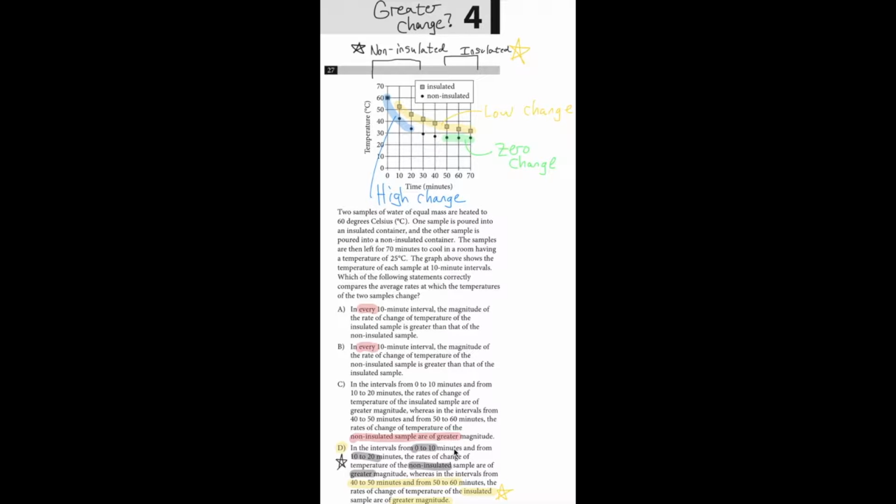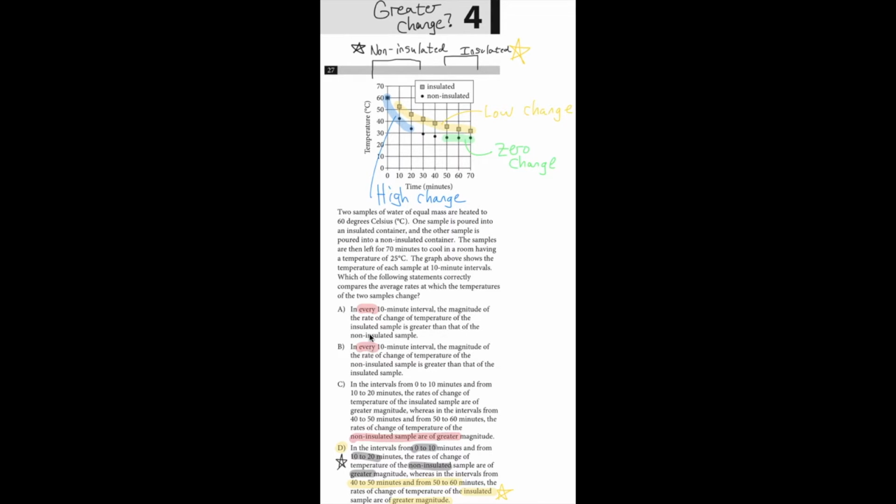In the intervals 0 to 10 minutes and from 10 to 20, so like at the beginning, the rates of change in temperature for the non-insulated sample are greater magnitude. So you can see here, this gray part is talking about this beginning. Whereas in the intervals from 40 to 50 and 50 to 60, that's towards the end, the rates of change in the temperature of the insulated sample are greater in magnitude. We've got big changes. We've got a low amount of change, at least some change is going on in the insulated cup, because the non-insulated cup is not getting any change at all. That's why D is the answer.